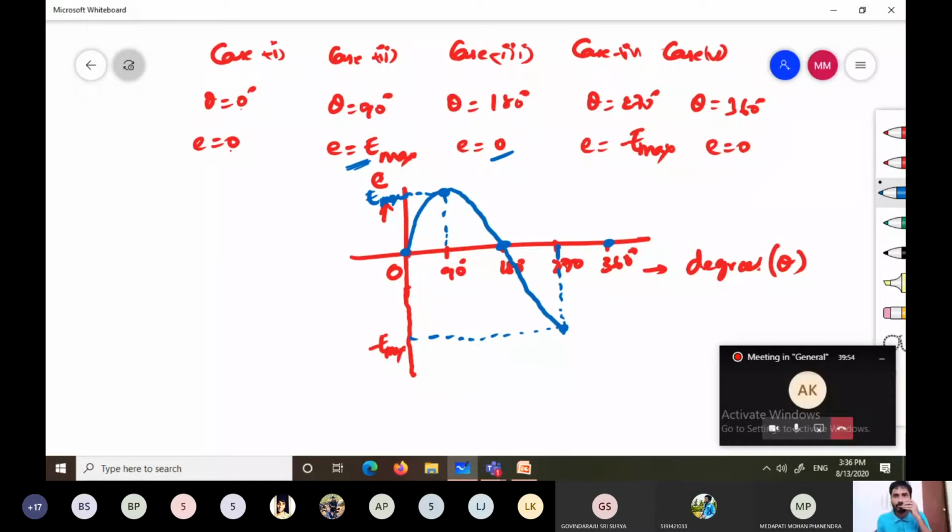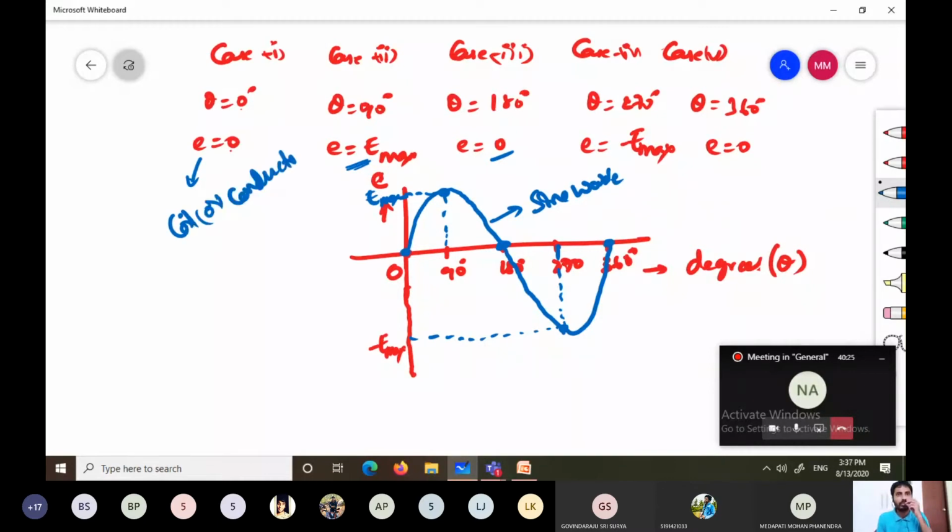Now you all observed from this diagram that the waveform looks like a sine wave. So what it says is that at every point of time the magnitude is altering. So where will the EMF be induced? In the coil or conductor.